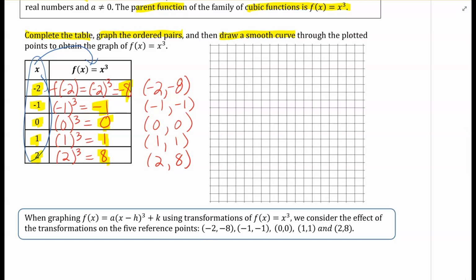So the directions said to complete the table. I got that part done. And then it says graph the ordered pairs. So now I'm going to take these ordered pairs and I need to graph them. In order to graph them, I need to have an x-y axis. Notice I don't have an actual axis here, so you have to draw it. I apologize, I don't have a ruler tool. Oh yes, I do actually. I have a line tool, so let me try to use it. I've never used it before, so let's see how that works.